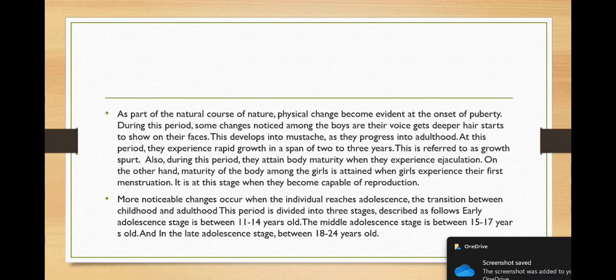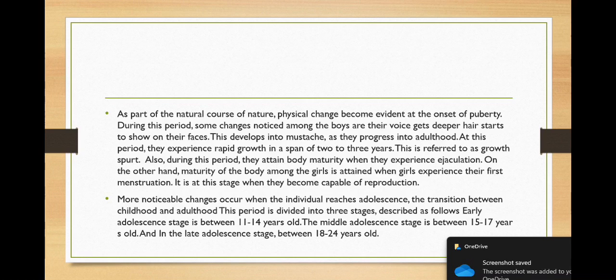This is also referred to as growth spurt. Also, during this period, they attain body maturity when they experience ejaculation. On the other hand, maturity of the body among the girls is attained when girls experience their first menstruation. It is at this age when they become capable of reproduction. So as you notice, when we grow, there are also changes in our physical body, like in voice, they will get Adam's apple and their voice will get deeper. And for girls, they will experience menstruation.